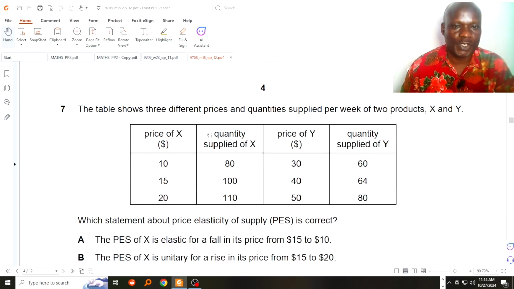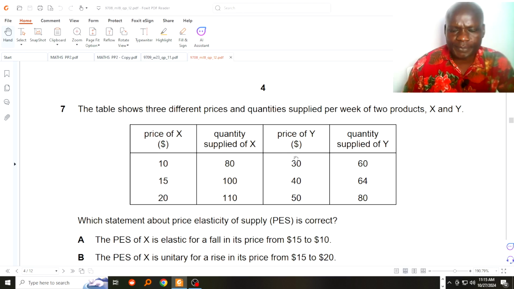The table shows 3 different prices and quantities supplied per week of two products, X and Y. So we see that price of X is given in dollars, quantity supplied of X, then price of Y also given in dollars, then quantity supplied of Y. When the price of X is 10, quantity supplied is 80. When price is 15, quantity supplied increases to 100. When price increases to 20, it increases to 110. That is for product X.